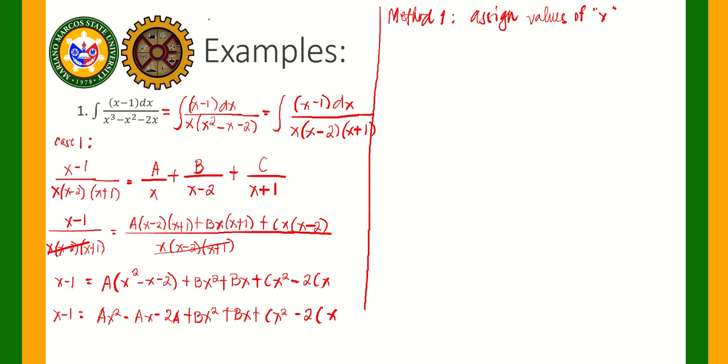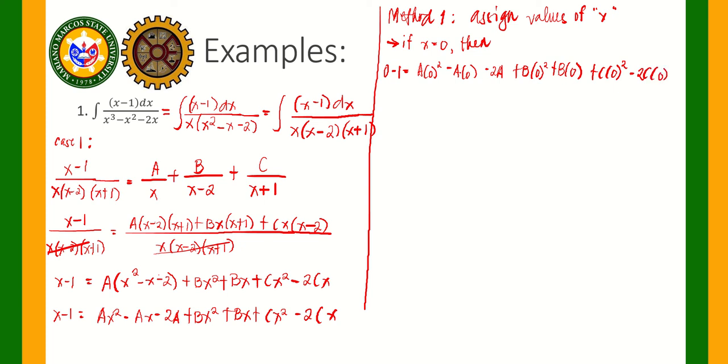Okay. So at method 1, if x is equal to 0, then lahat ng x dito, lagyan natin ng 0. So this will be equal to 0 minus 1 is equal to a times 0 squared minus a times 0 minus 2a plus b times 0 squared plus b times 0 plus c times 0 squared minus 2c times 0. So, okay, we know that any number multiplied to 0 is equal to 0. So, this will be equal to 0, 0, 0, 0.